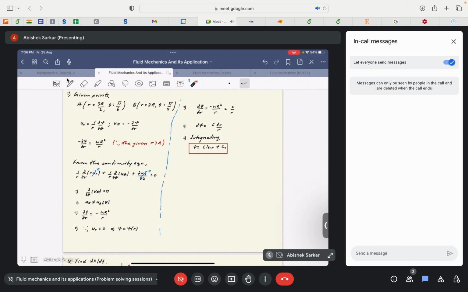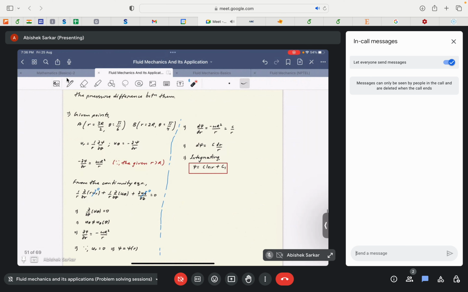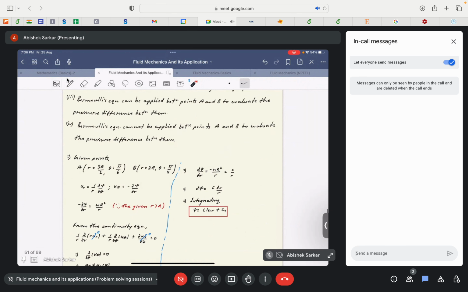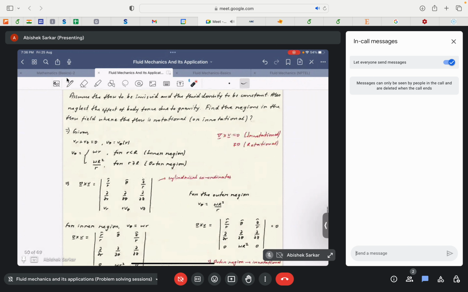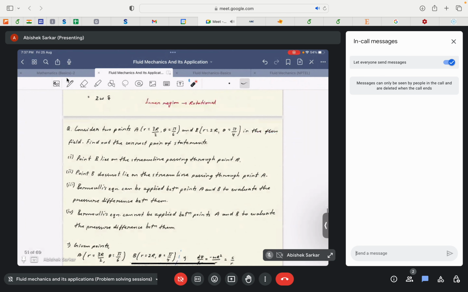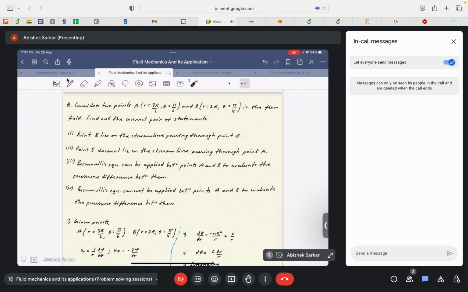So we have u theta. Now we know that for the outer region we need to check whether the given points lie in the inner region or the outer region. Since it is given that for r greater than R it is omega R squared by r, and for r less than R it is omega r, we have to check whether the radial distances of these points from the center are less than R or greater than R.